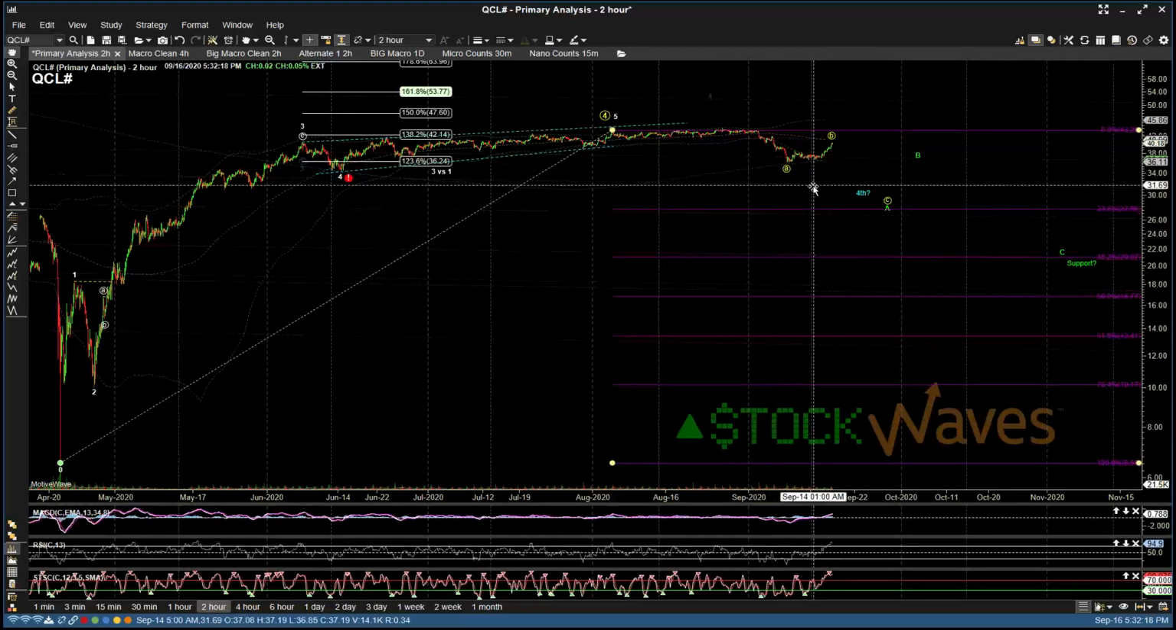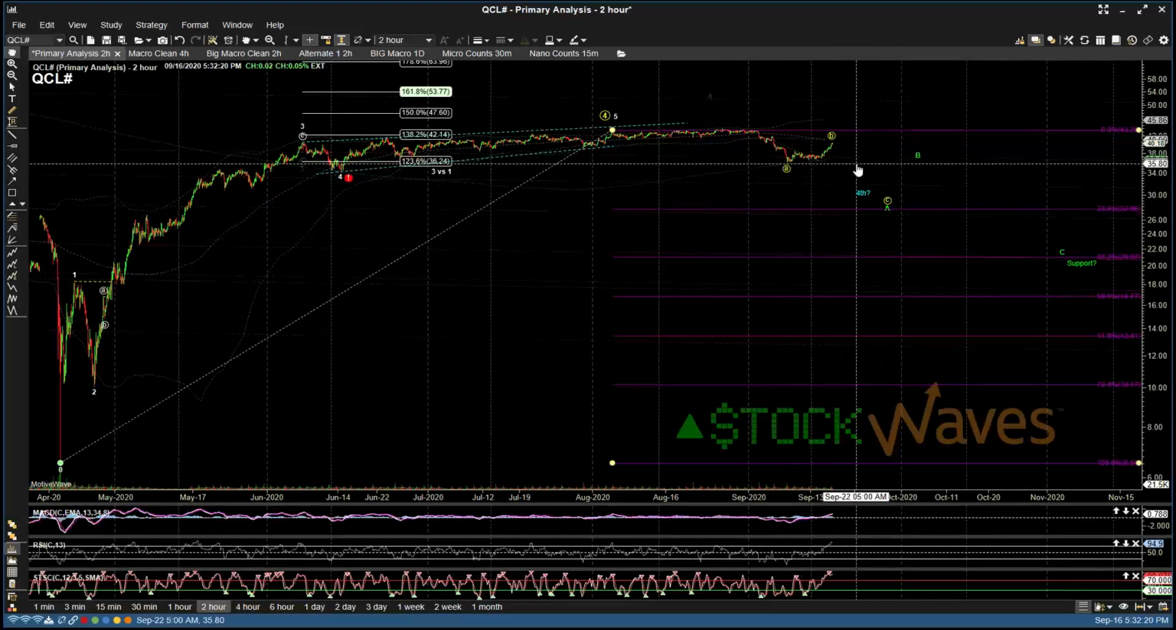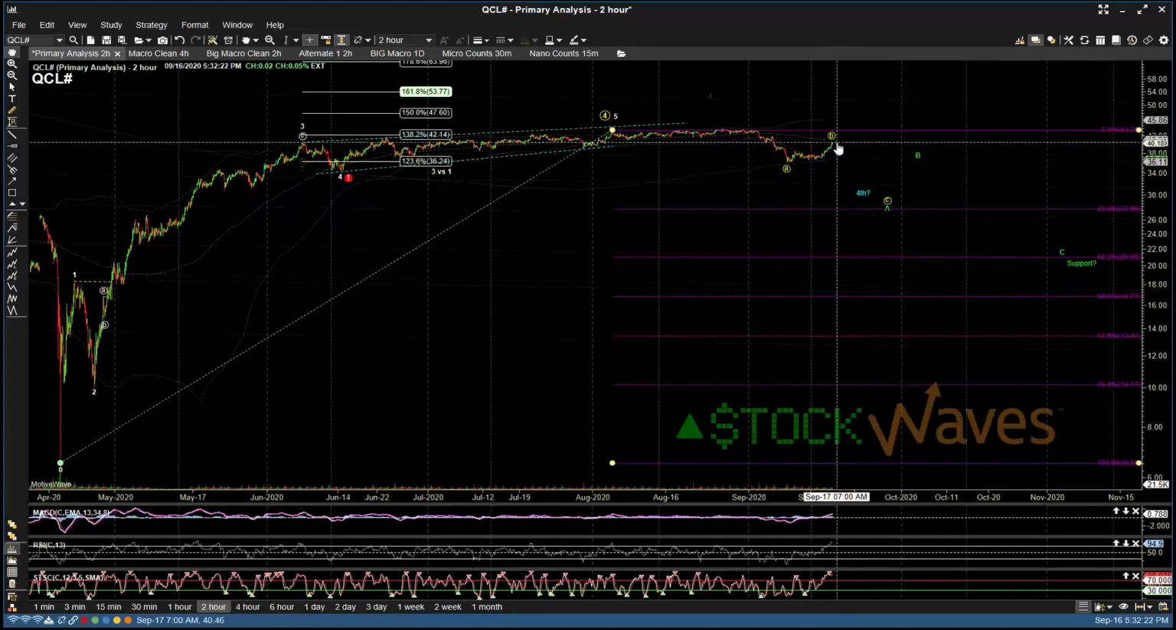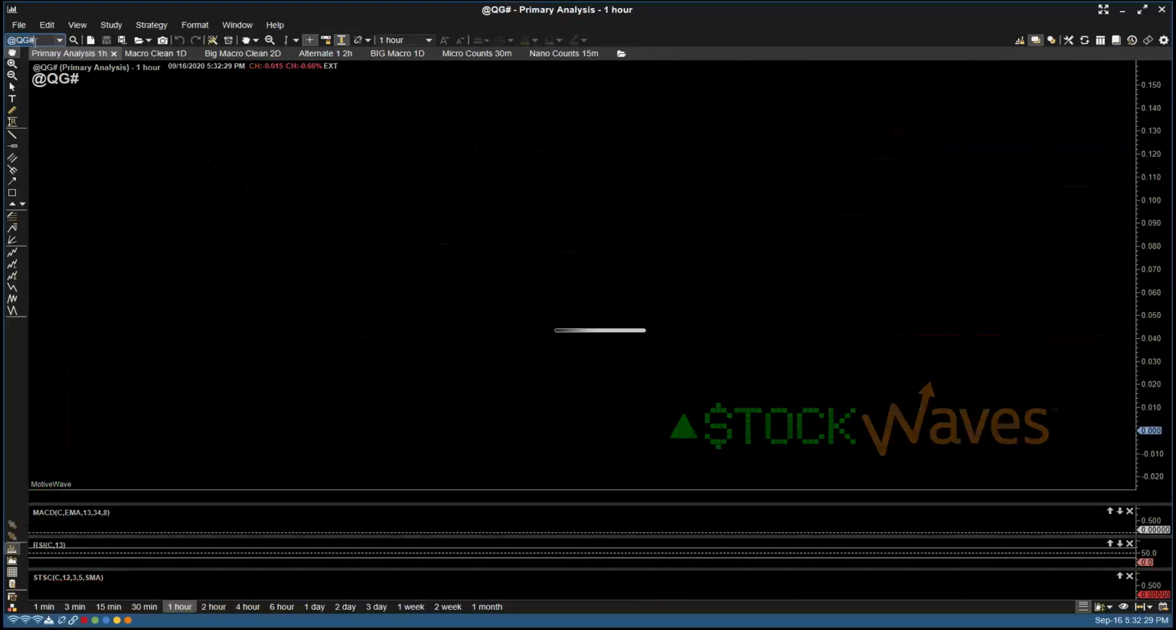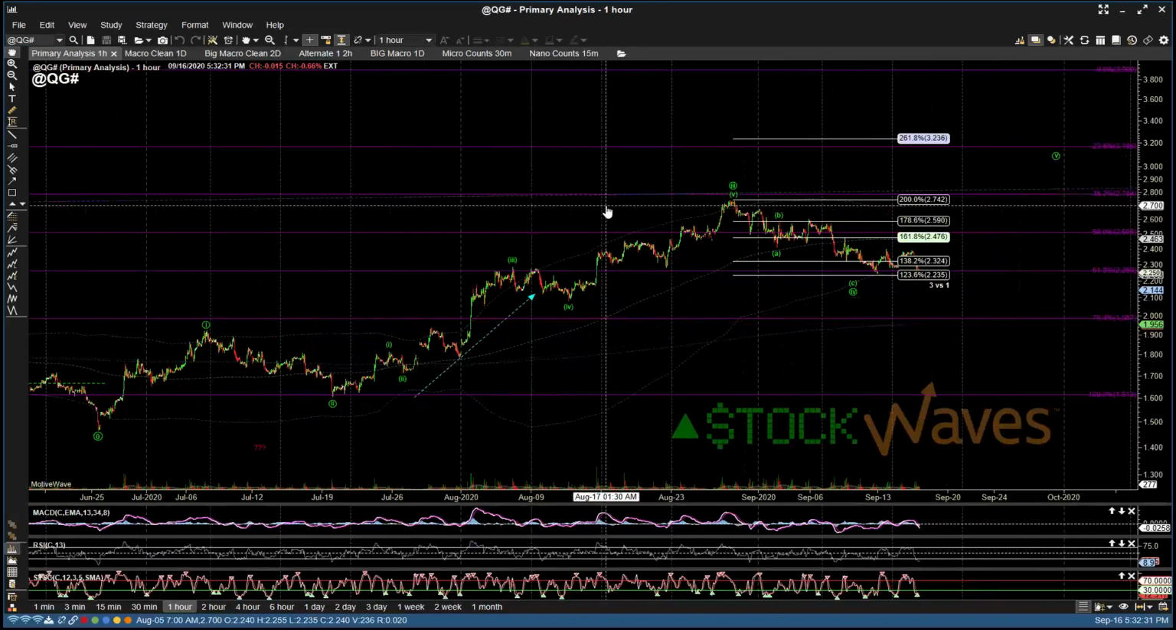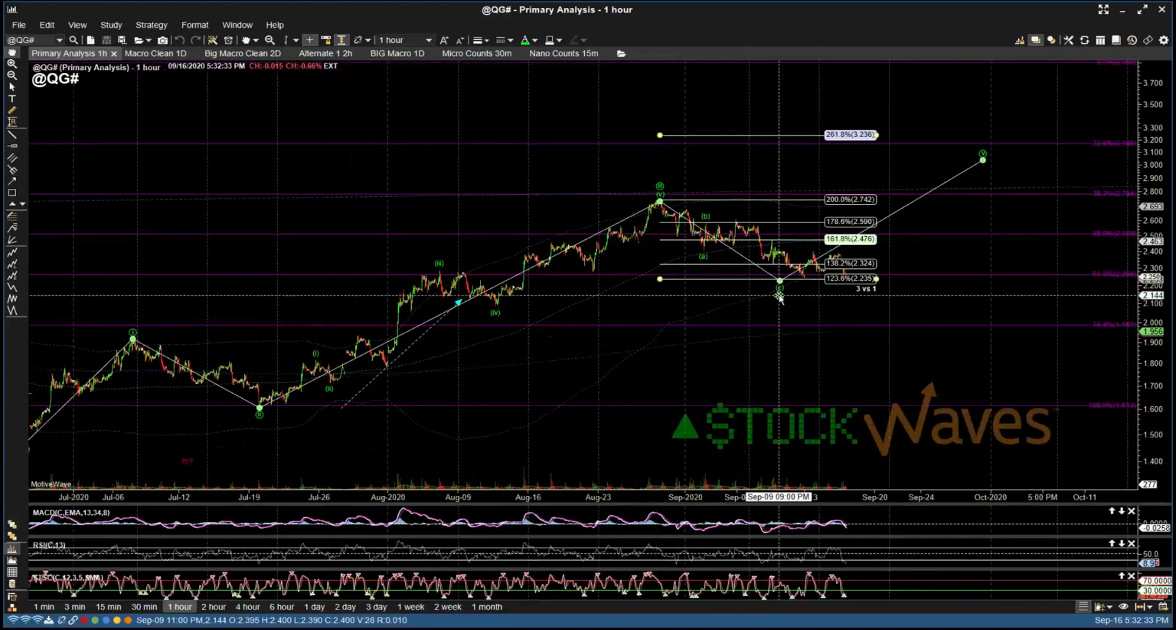I do see there is some potential for something more bullish to play out, but so far I see only 3 waves up and the potential for a bigger drop. I actually haven't looked at natural gas in several days. Oh, but look at that.